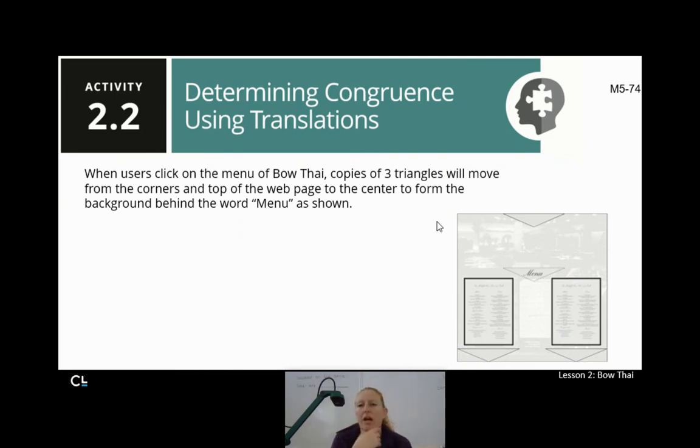Let's go over to page 74. So we were talking about Bowtie and how we had this cute little logo and it was going to zoom, zoom, zoom in on our website. And we were like, it's going to be so cool. So when users click on the menu of Bowtie, copies of 3 triangles will move from the corners and top of the web page to the center to form the background of the word menu, right? So we've got this guy at the top, we've got these triangles on the bottom in the corners there. And what'll happen is somebody clicks on menu, and they'll make this little menu guy in the middle, right? So cute.